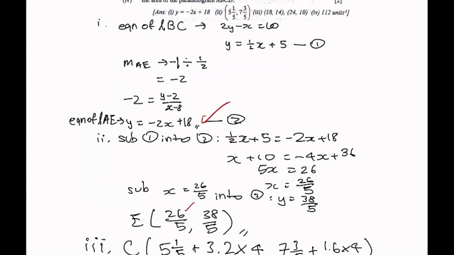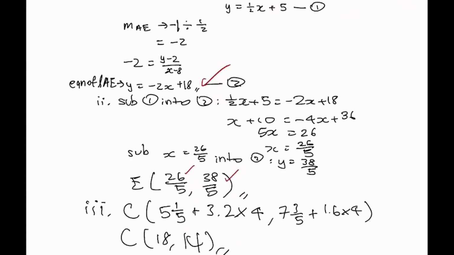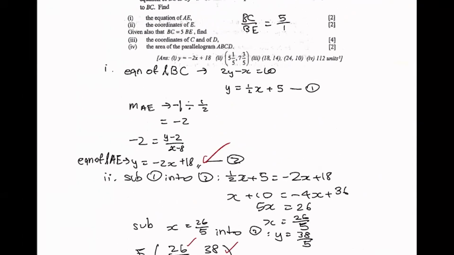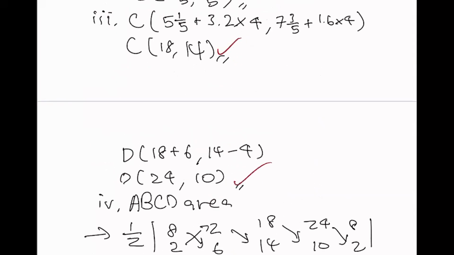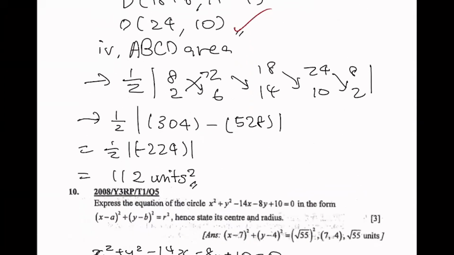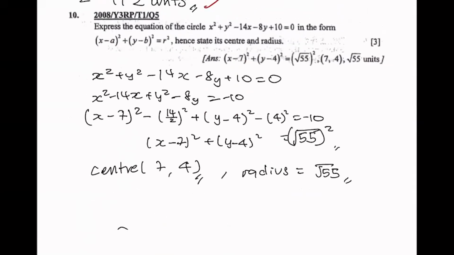And 7 3/5. 7 times 5, 35. 38 minus 35 is 3. Okay, good. Yes, 18, 14, good. 24, 10, 112. Okay. Very good. Then continue. (x minus 7) squared plus (y minus 4) squared, square root 55 squared. Okay. And 7 comma 4 square root 55.